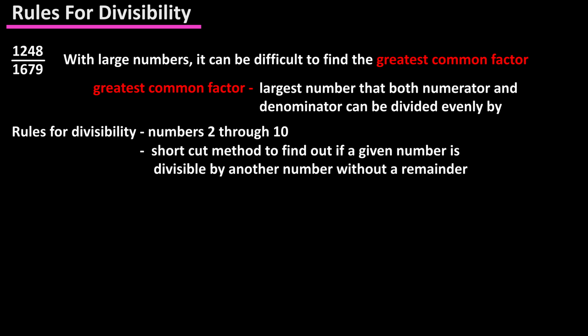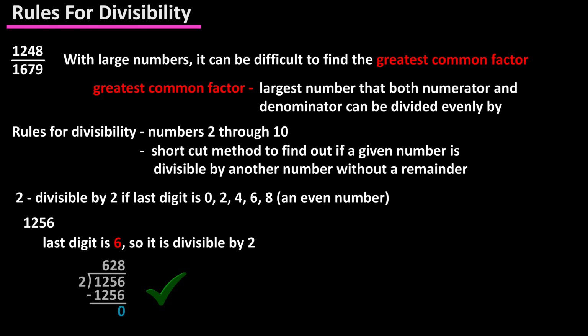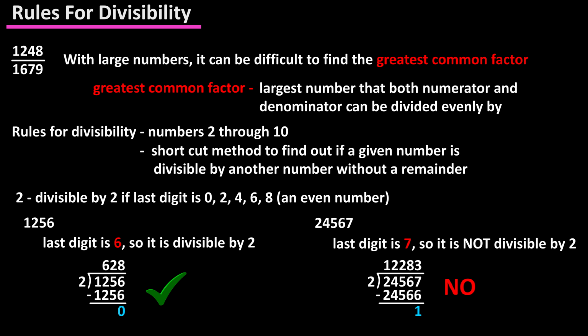A number is divisible by 2 if the last digit is 0, 2, 4, 6, or 8, so if it's an even number. For instance, the number 1256. 6 is the last digit, so it is evenly divisible by 2, and you can see that here, as it has no remainder. The number 24,567 has 7 as the last digit, so it is not evenly divisible by 2. As you see, it has a remainder of 1.